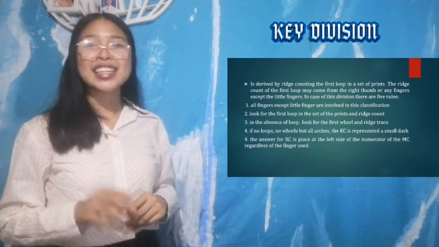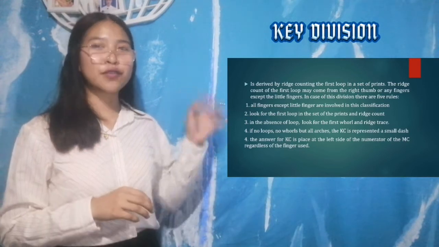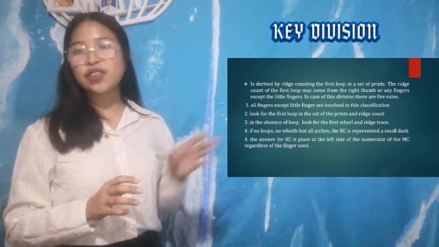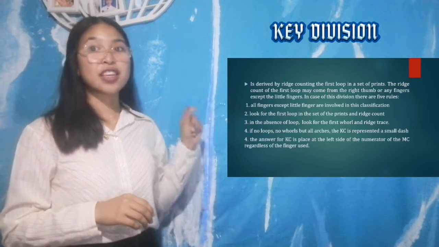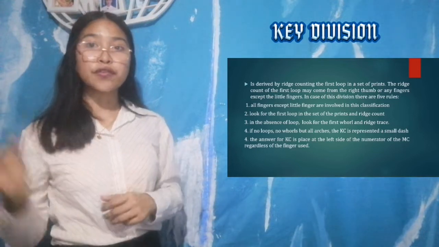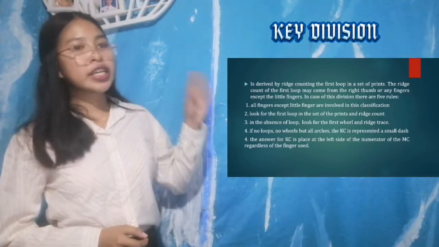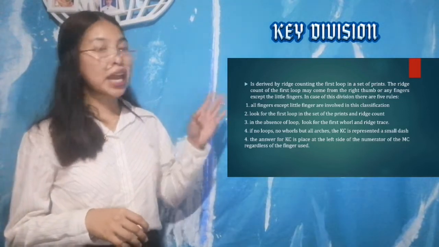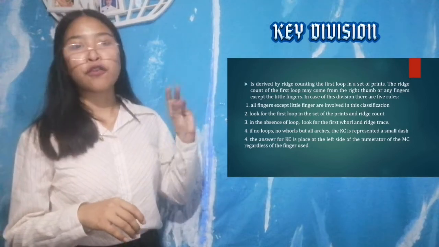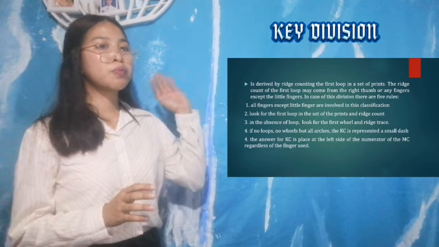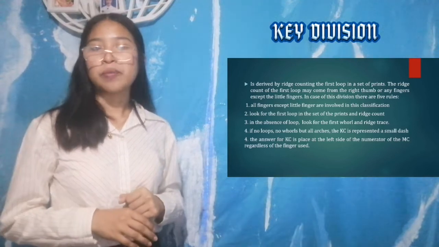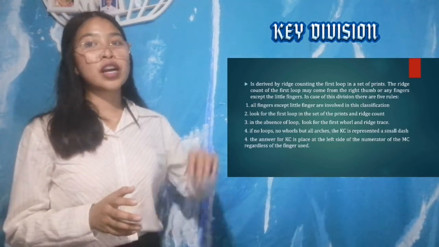Of all the divisions in classifying fingerprints, the key division is the most unique because this is the only division that doesn't have a denominator. It's just a numerator. So the key division is derived by getting the first loop formation appearing in the 10 fingers except the two little fingers. In case of absence of a loop, the first whorl will be ridge counted following the rules of ridge counting a whorl under the final division.